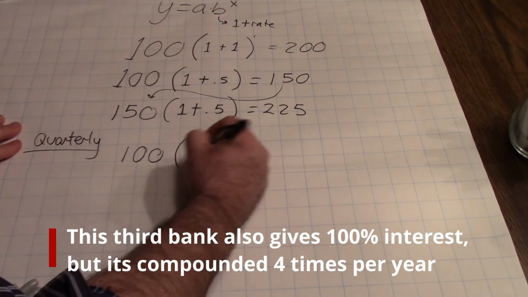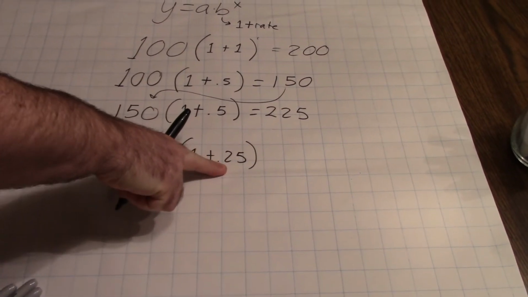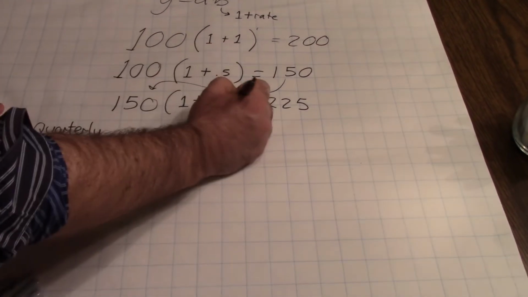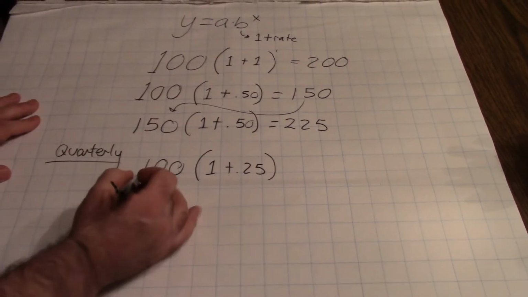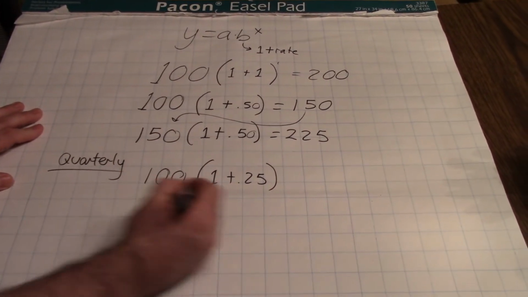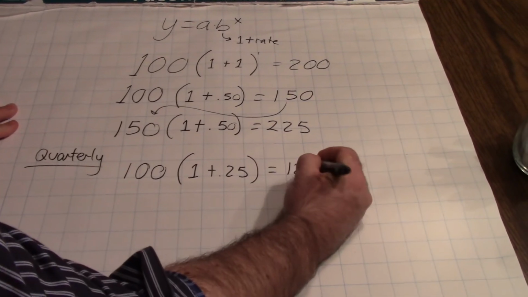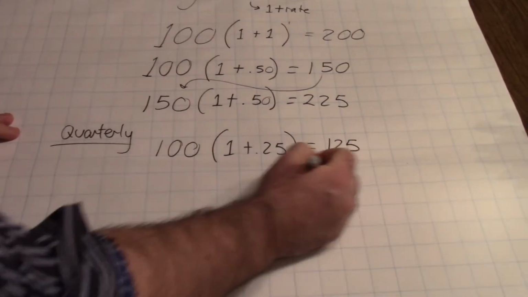So 1 plus 0.25. Again, that same interest rate, the 25% is going to be 0.25. 50% is 0.5. You can put the 50 if you want it there, but you don't have to because this is 0. So we're going to do that the first time. 100 times 1.25, that's pretty easy. That's 125. Not looking good so far, bank number 3.